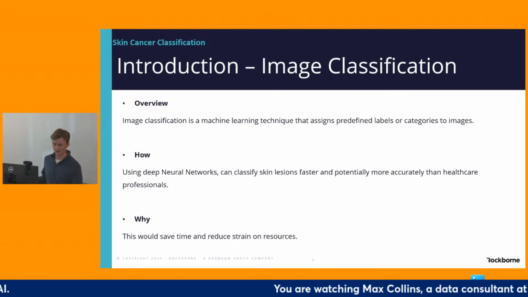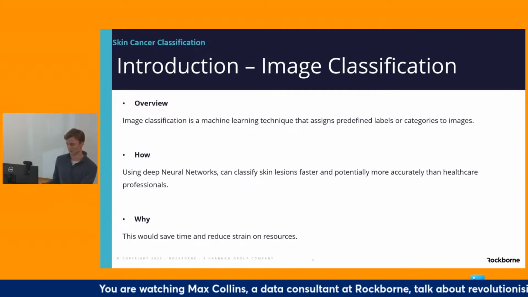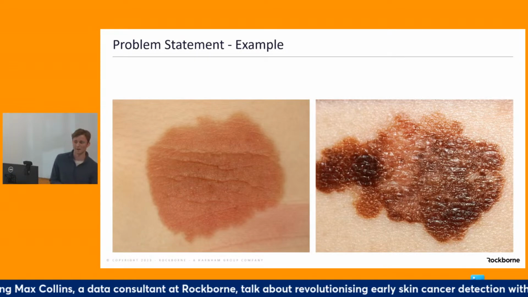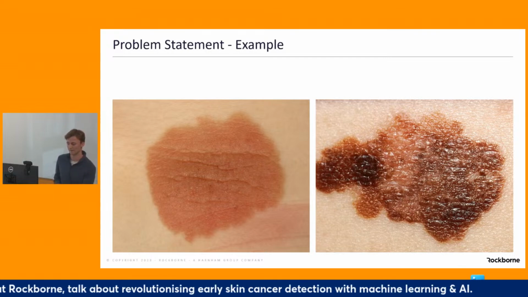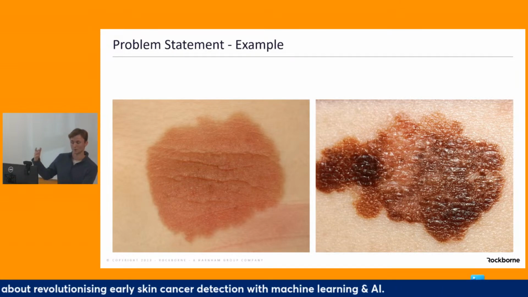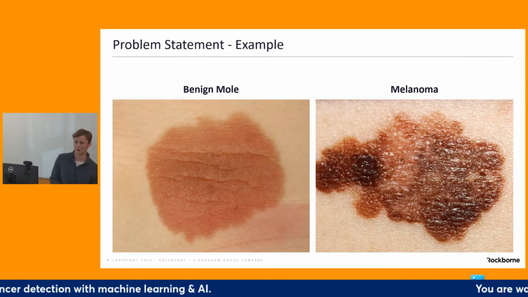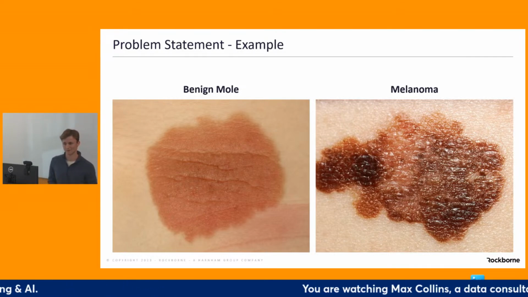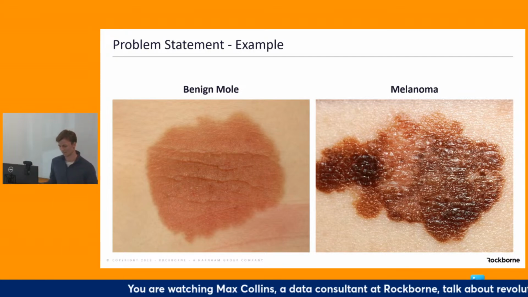I've mentioned that this is not as easy as just classifying cats and dogs. Take this example. These two images to the human eye look fairly similar. They're a brownish patch of skin. But the one on the left is a benign mole, just your everyday mole, and the one on the right is melanoma, which is a form of skin cancer. Obviously, there's a big difference between these two, and it'd be quite hard to pick it up just by eye.